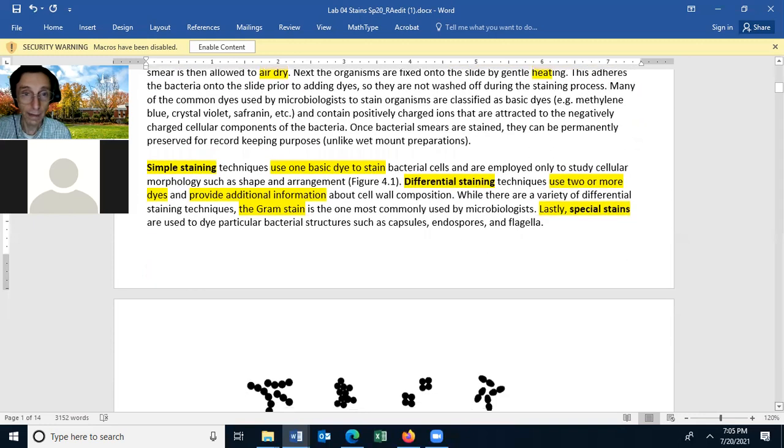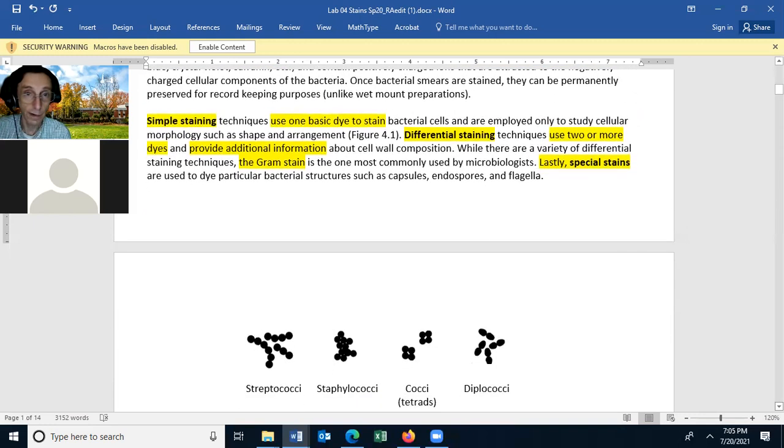A simple stain is where you stain the cells using only one stain. And actually, it's not a basic stain. It usually is a basic stain, but it can be a basic or a negative dye. It can be either. As long as you're only using one, it's a simple stain.